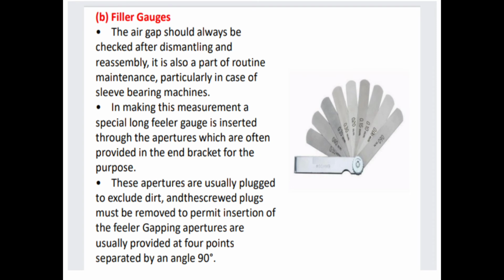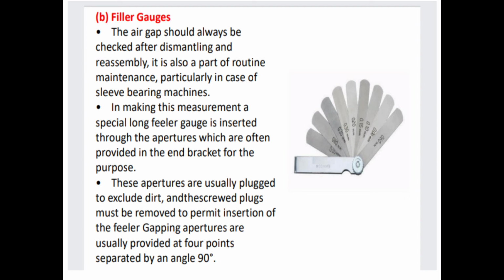And the next is the feeler gauge. This is the diagram of a feeler gauge. The air gap should always be checked after dismantling and reassembly. It is also a part of routine maintenance, particularly in the case of sleeve bearing machines.